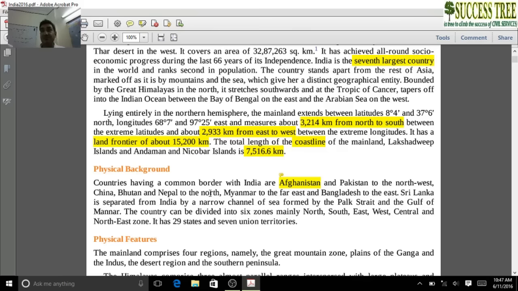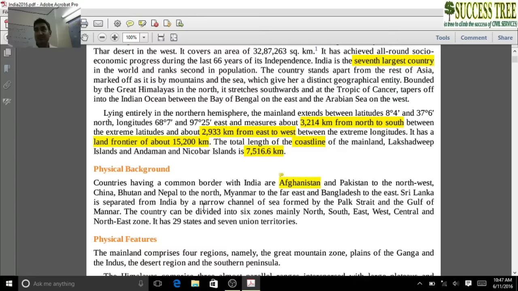Okay, what after Bangladesh? Are you sure? Because Bangladesh becomes a very common question. Even I think MPPCS asks this question. UPSC may not ask it directly, but UPSC may ask you to arrange them in decreasing order.